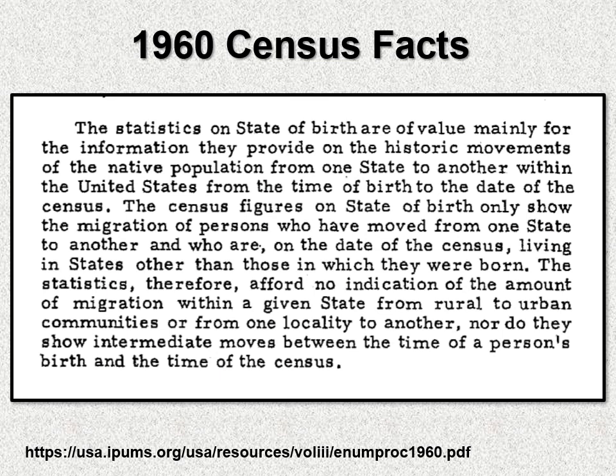The census figures on state of birth only show the migration of persons who have moved from one state to another and who are, on the date of census, living in states other than those in which they were born. The statistics, therefore, afford no indication of the amount of migration within a given state, from rural to urban, for instance, or from one locality to another within the state, nor do they show intermediate moves between the time of a person's birth and the time of the census. So maybe that's why they did that.